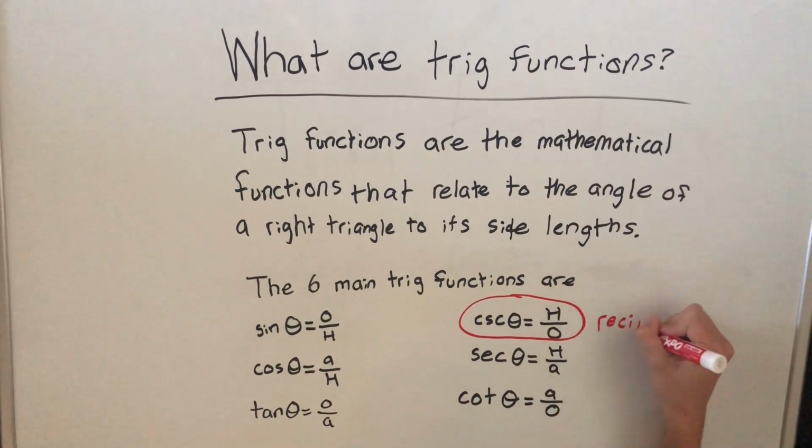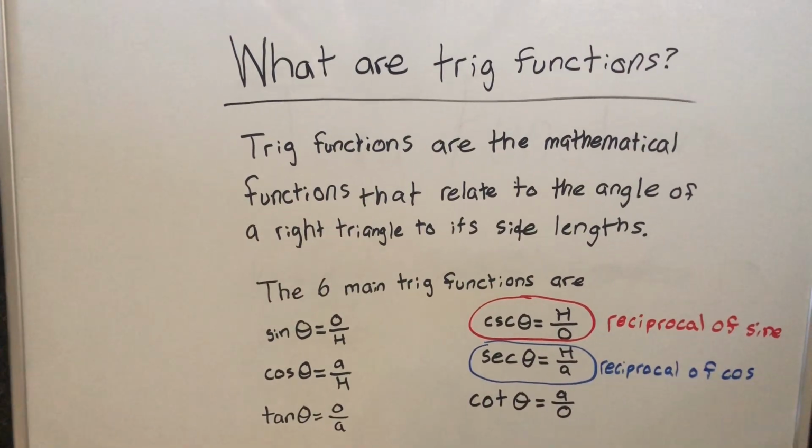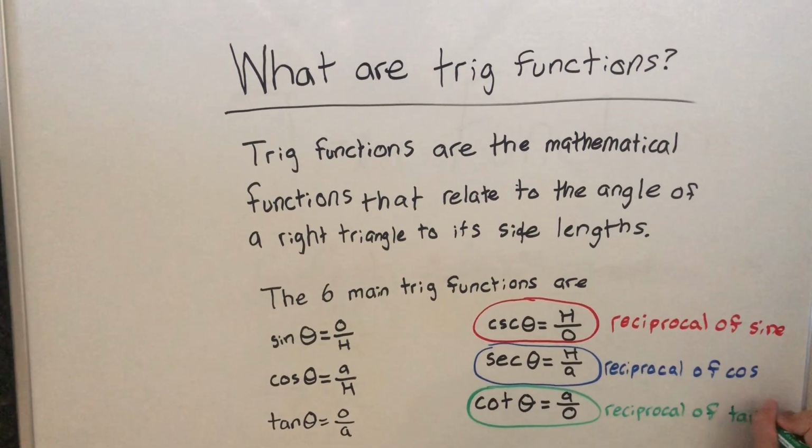Cosecant theta is the reciprocal of sine, secant theta is the reciprocal of cosine, and cotangent is the reciprocal of tangent.